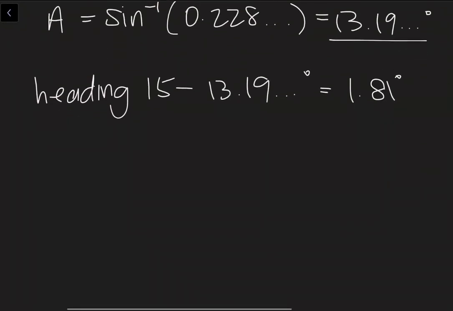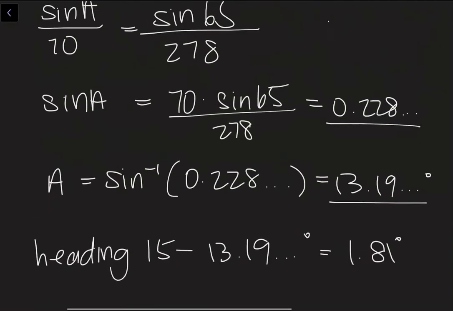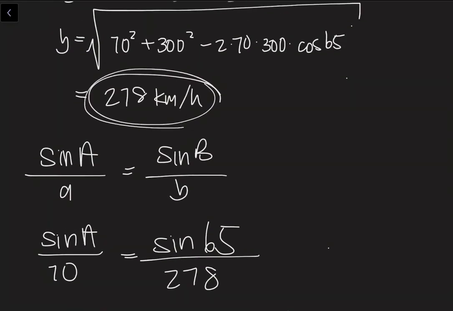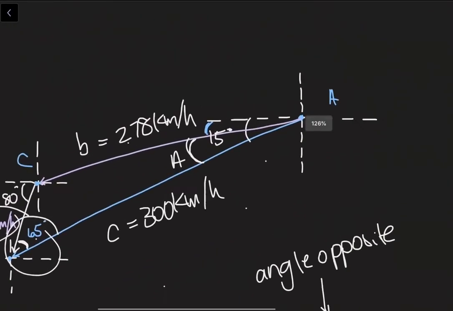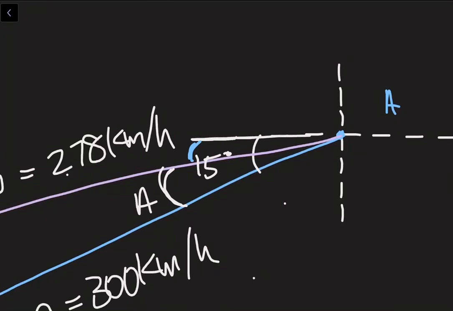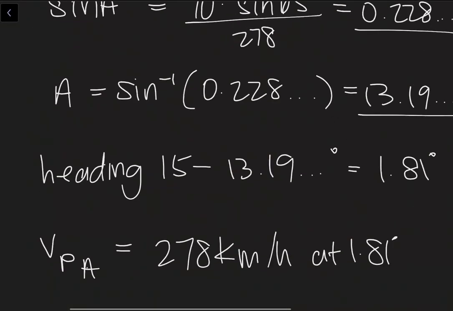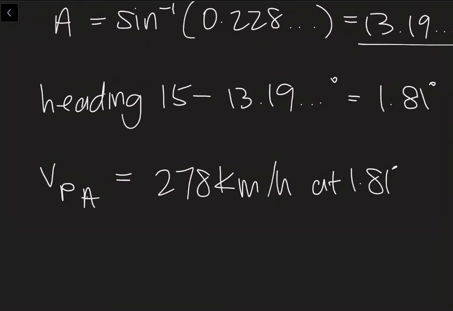So our final velocity, the velocity of the plane with respect to the air, so our airspeed, is going to be our magnitude, which we calculated here, 278 kilometers per hour at 1.81 degrees. Now, what direction is this? Well, if this is west, we are going to the south of west. So we are going to go 1.81 degrees south of west.